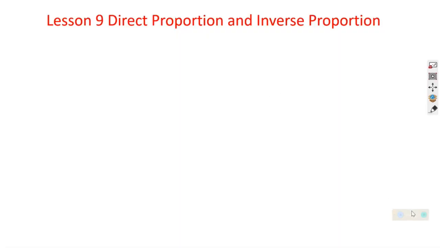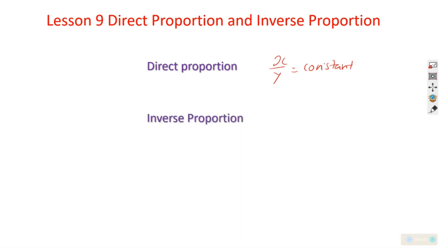In the last video, you could get an idea about what is meant by a direct proportion and what is meant by inverse proportion. That means you are familiar with the concept of direct proportion, where you compare the data in such a way that x upon y will be a constant. That means one data upon the other will be a constant. That is what you learned. Then you learned about inverse proportion, where the product of the two data will be a constant.